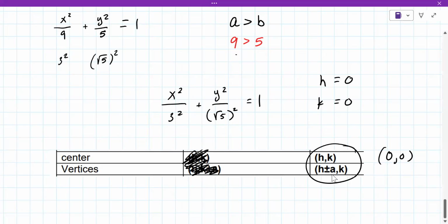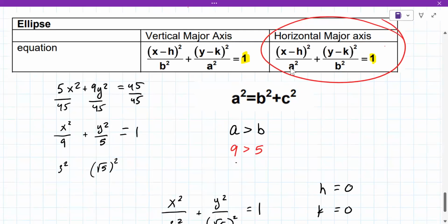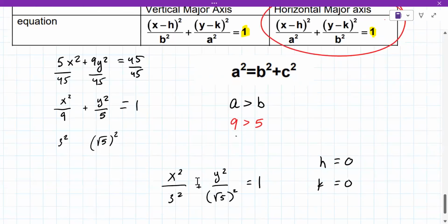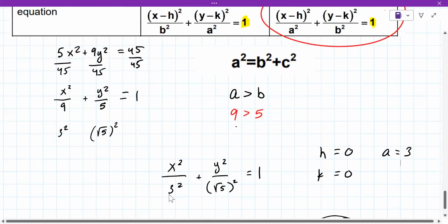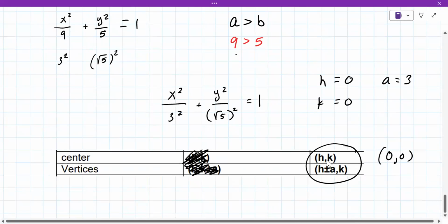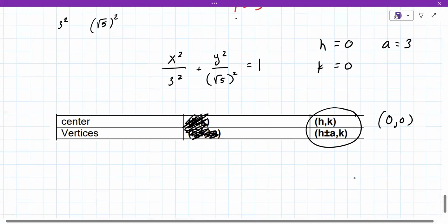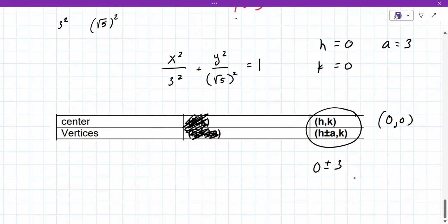All right, so now for the vertices, you need this a. You need this a, and that's the whole business of why we're trying to figure out: is it a squared below the x, or b squared below the y? Which one is it? We know that a is really 3 in your problem, because 3 squared is a squared, so a is 3. So to find the vertices, you say, okay, it's 0 plus or minus 3 comma 0. But that's really 2 vertices. It's 0 plus 3, 3 comma 0, and 0 minus 3, minus 3 comma 0, like that.